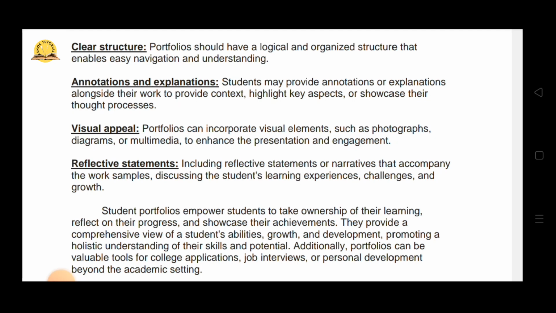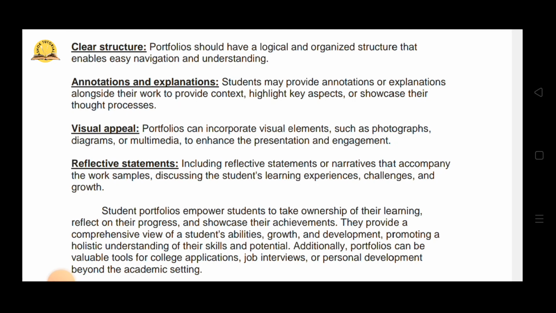Now, annotation and explanation. Students may provide annotation or explanations alongside their work to provide context, highlight key aspects, or showcase their thought processes. So now here what happens, students are also given the opportunity for explanation alongside their work to provide context, highlight key aspects, or showcase their thought processes, right? So it gives the opportunity to the students to express themselves.